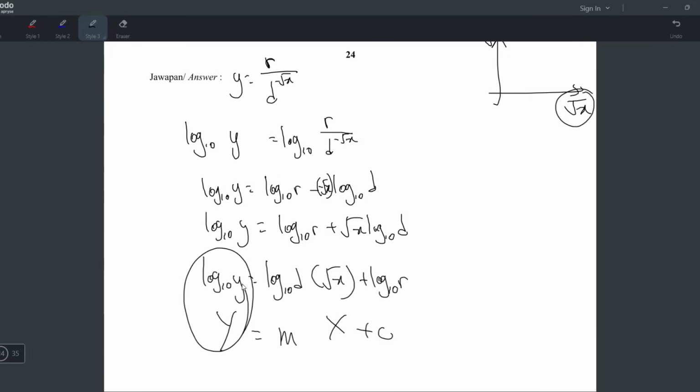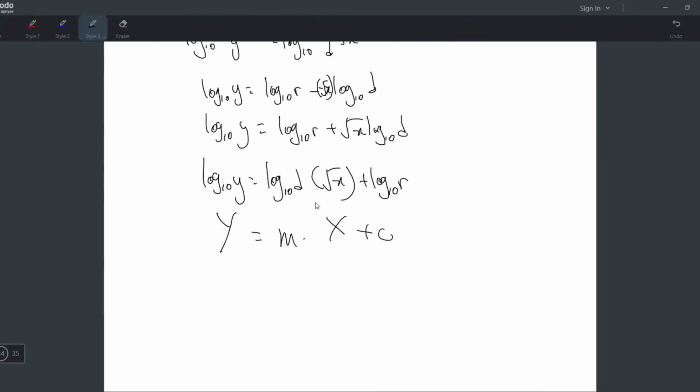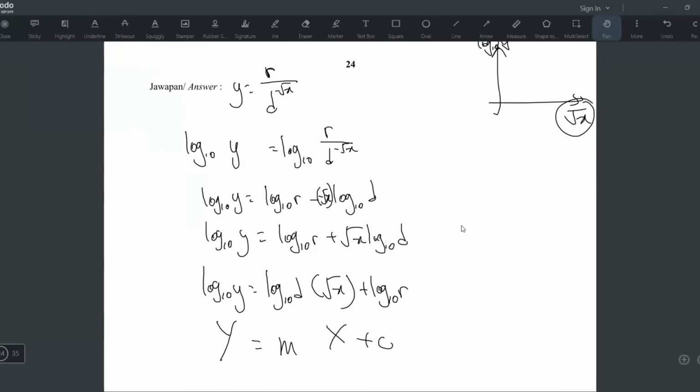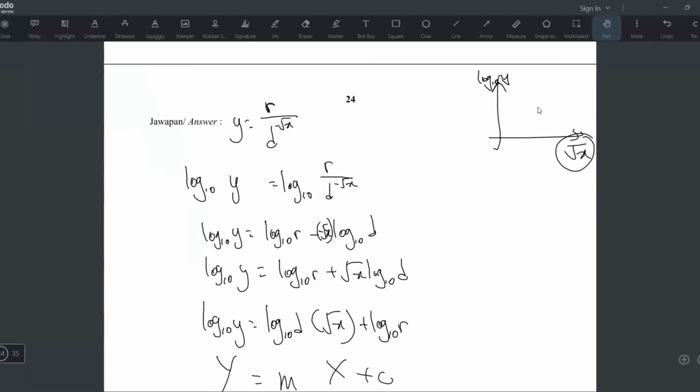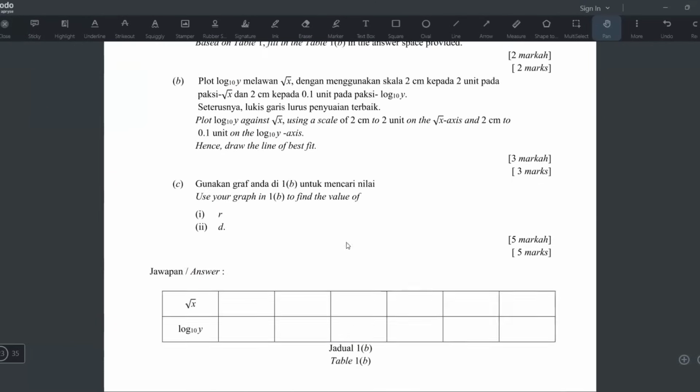So your y-axis is log y, your x-axis is square root x. Okay, sama dengan ni, sama dengan graph. That means the gradient log d will be equal to the gradient from the graph. And then the log r y-intercept, that one will be same with the y-intercept from the graph. Okay, and you have to do this. Kalau tak, you tak boleh buat part C nanti.